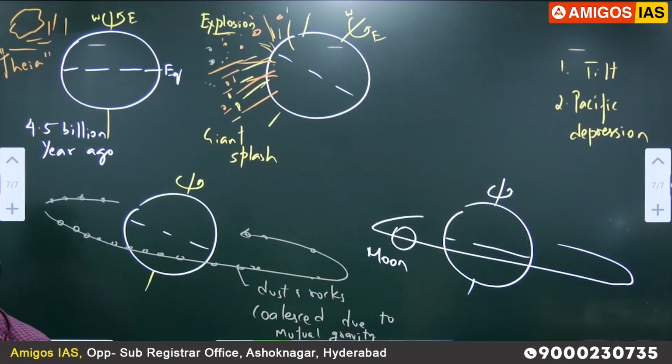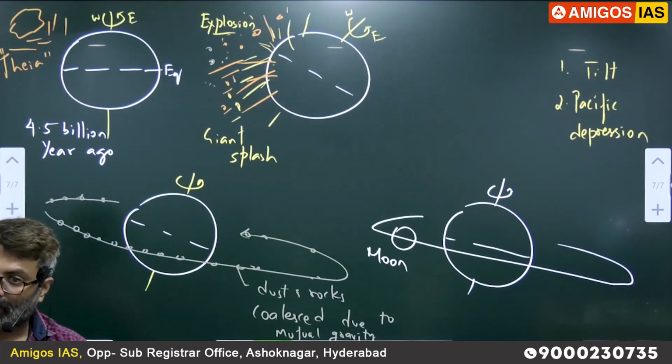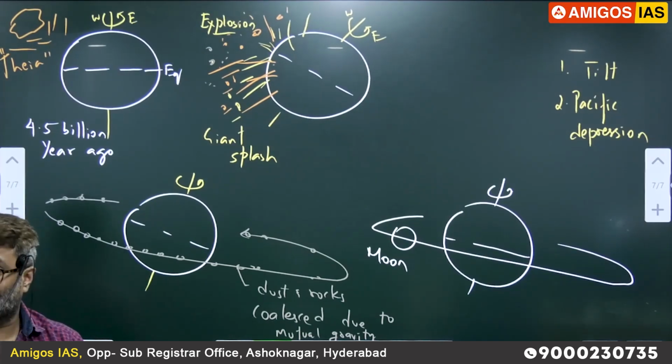Shall I continue? So all of you know how the moon was formed now. Don't you think many planets' moons were formed like this? Many planets' satellites were formed like this.